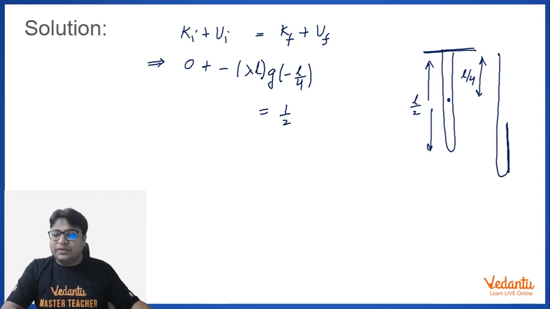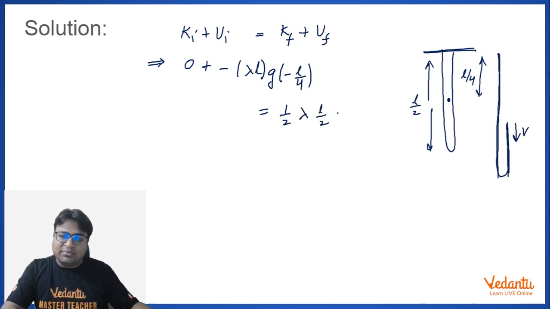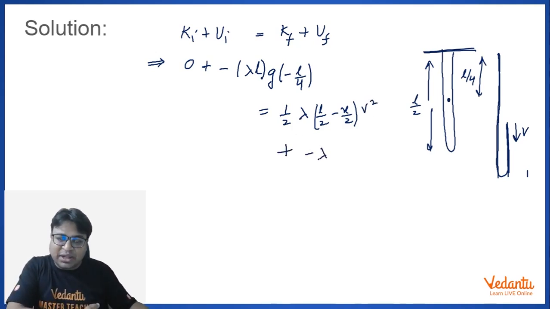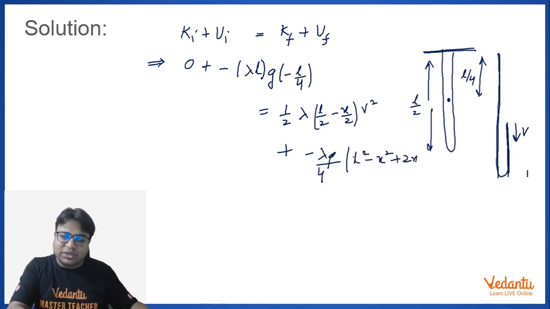Okay, because we know that all these points are at rest. So if this end is going down with the speed v, the mass of this part I'm going to write as lambda into (L/2 minus x/2), because we know that this length is L/2 minus x/2. So half m v square is the kinetic energy. And U_f we just obtained, so minus lambda g by 4 it was. And then we had, let me just go back and check, it was L square minus x square plus 2xL.